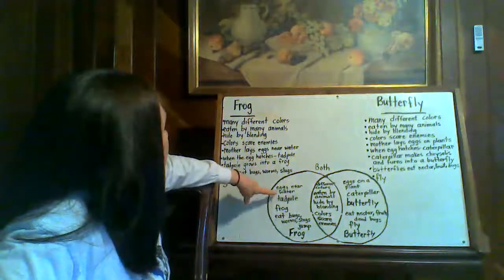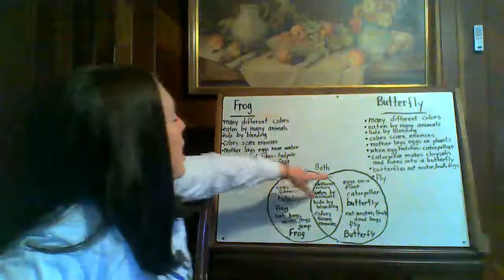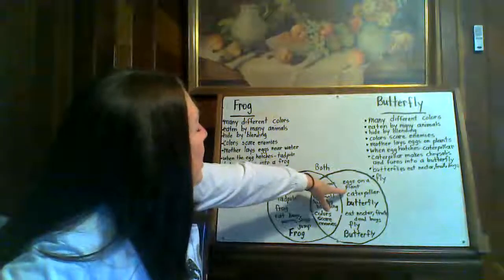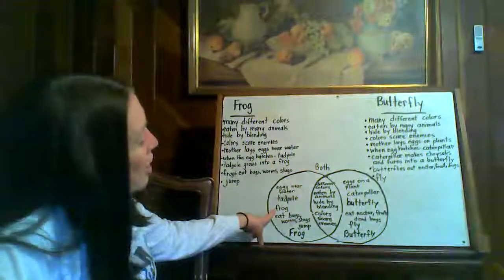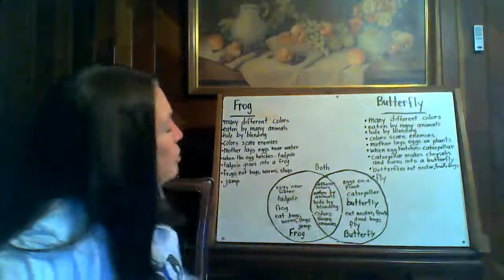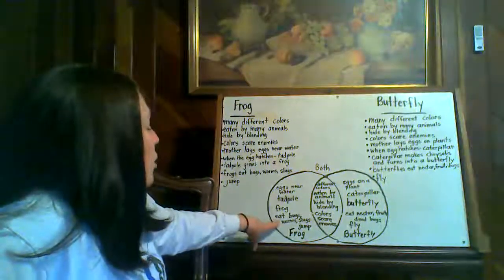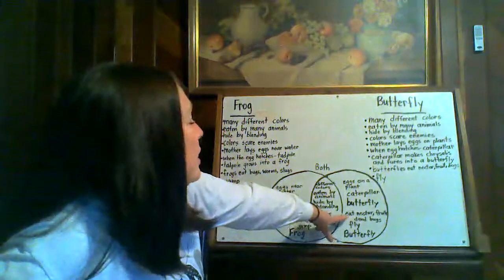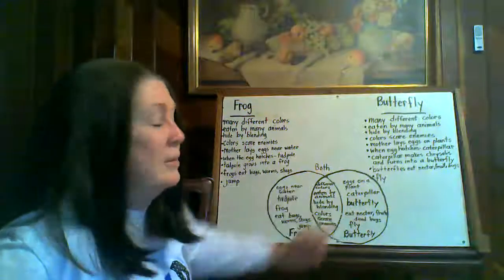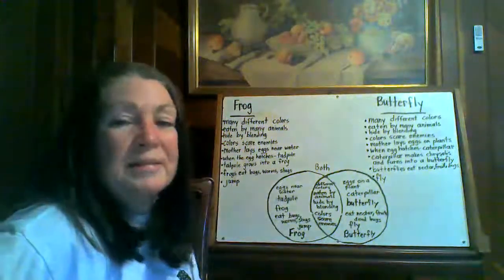A frog, when the egg hatches, it is a tadpole. And a butterfly, when its egg hatches, it's a caterpillar. And the tadpole turns into a frog, and the caterpillar turns into a butterfly. Frogs eat bugs, worms, slugs, and butterflies eat nectar, fruit, and dead bugs. Frogs jump, and butterflies fly.